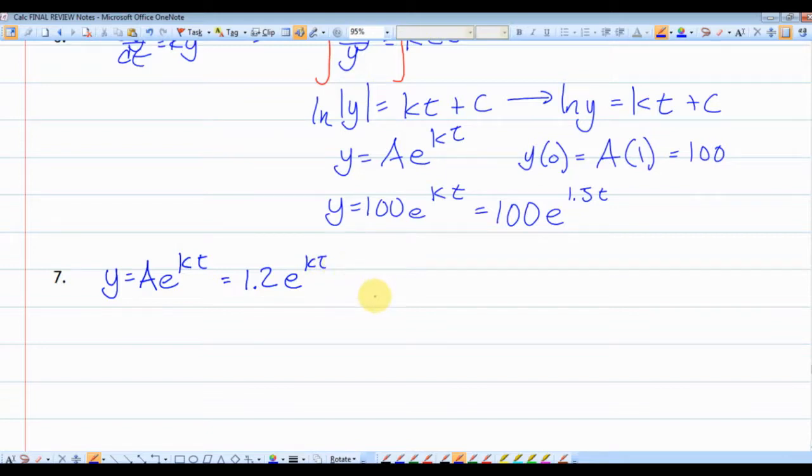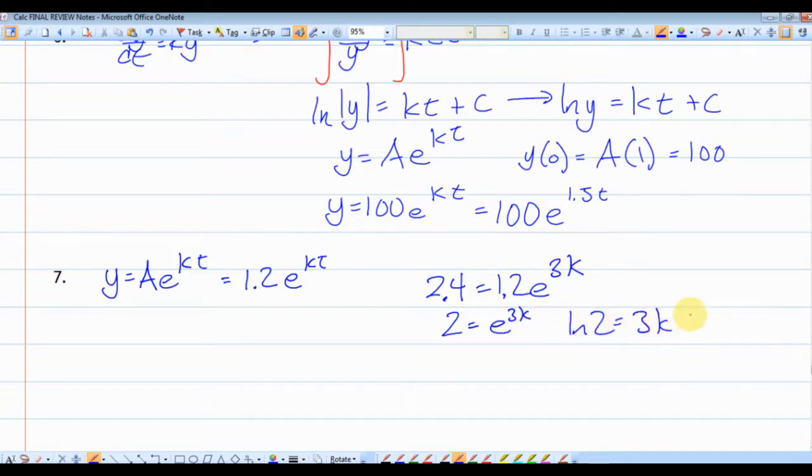Let's get a value for k. We know that after 3 days, we're going to double our amount, right? So that means that after 3 days, we're going to have 2.4 grams of mold. That means 2 equals e to the 3k. Natural log of 2 equals 3k. And therefore k equals 1/3 the natural log of 2. I'm way off in the margin now.